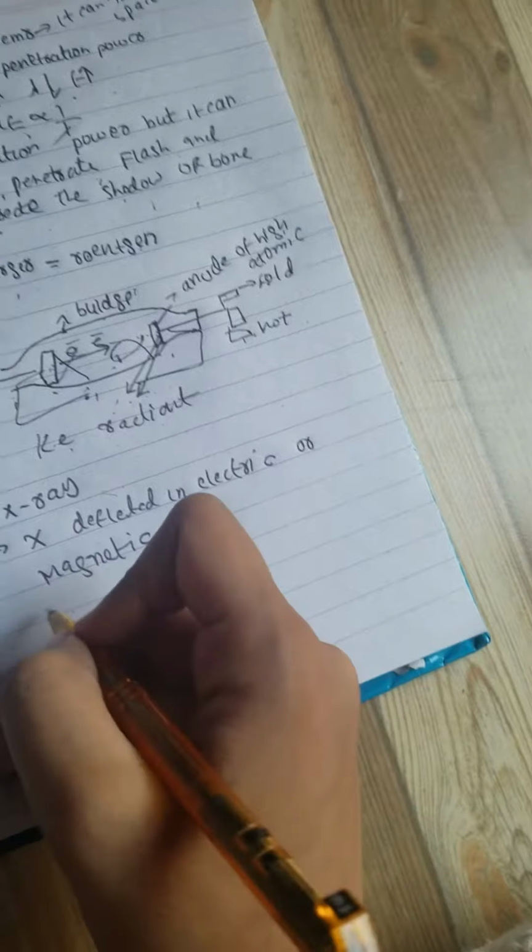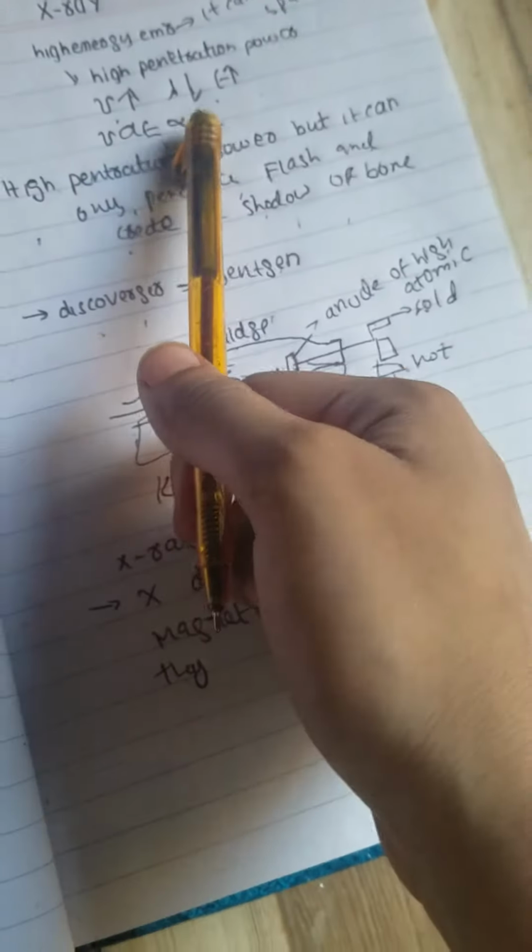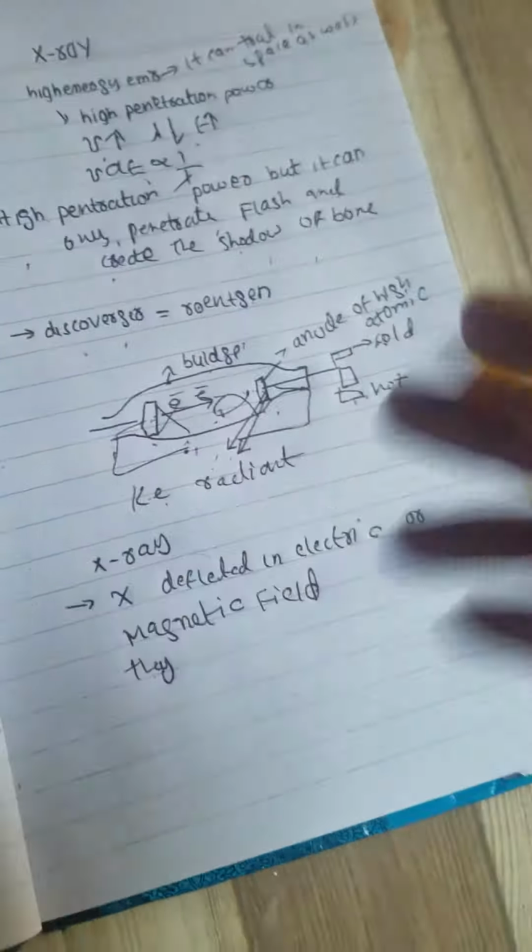And then we have that they have a shorter wavelength. As I said before, the frequency is high, so it's pretty obvious that the energy is high.